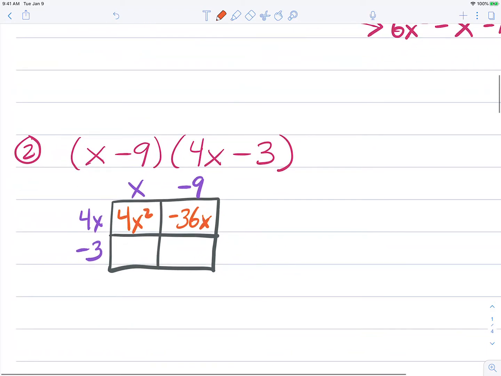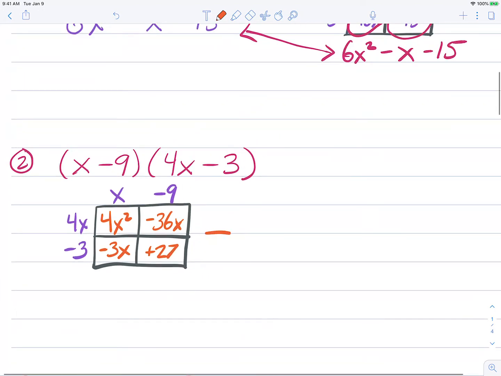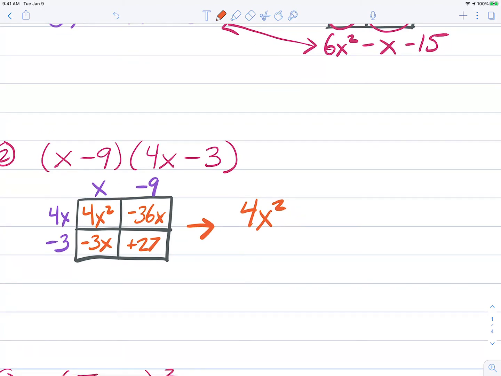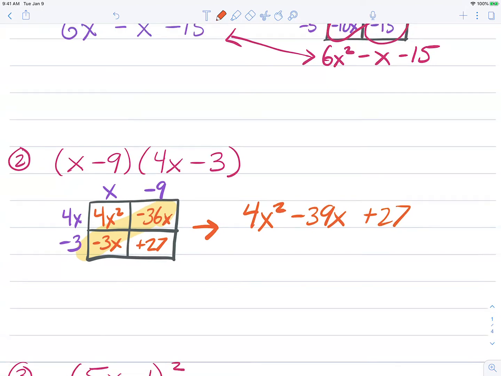In the bottom left-hand corner, x times negative 3 is negative 3x, and in the bottom right-hand corner, negative 9 times negative 3 is a positive 27. So my answer is, I have a 4x squared, it's the only x squared. I have two terms that are alike, these two right there. So negative 36x minus 3x is negative 39x, and then plus 27 is the only constant.